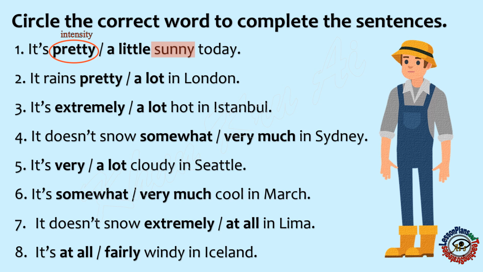2. It rains pretty or a lot in London. Rains is the weather condition. Take note, use the quantifier after the weather condition. A lot is the only quantifier in the given choices. So, the correct answer is a lot. It rains a lot in London.